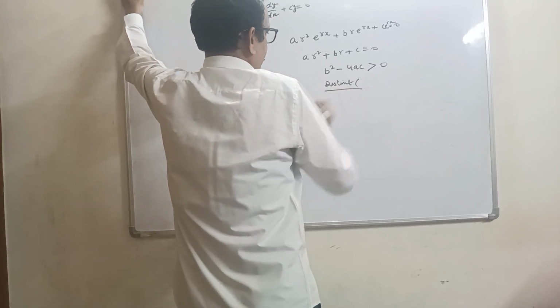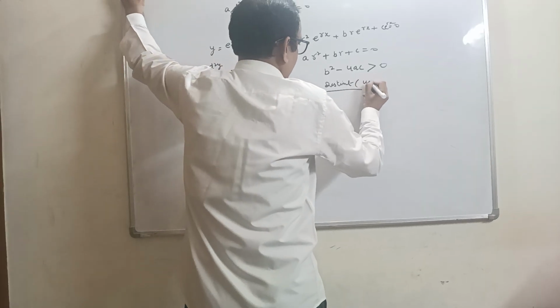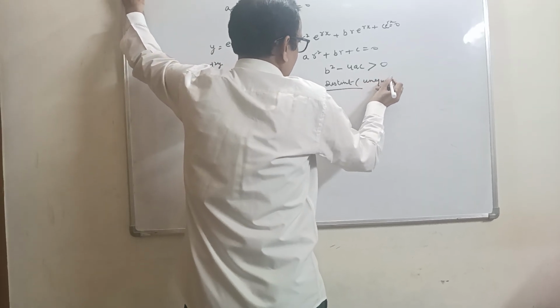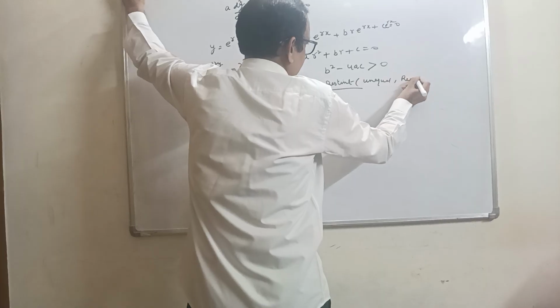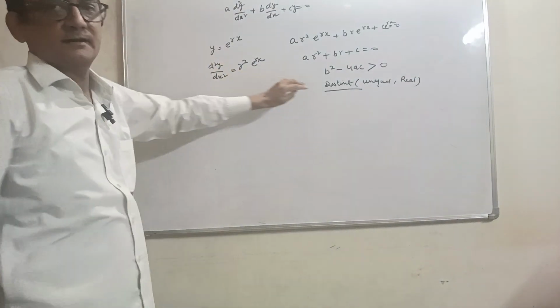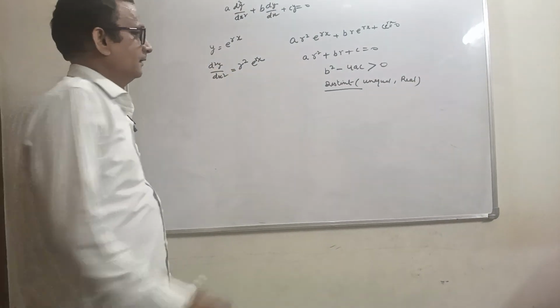डिस्टिंक्ट का मतलब क्या है? अनइक्वल. और रियल. डिस्टिंक्ट का मतलब है अनइक्वल.